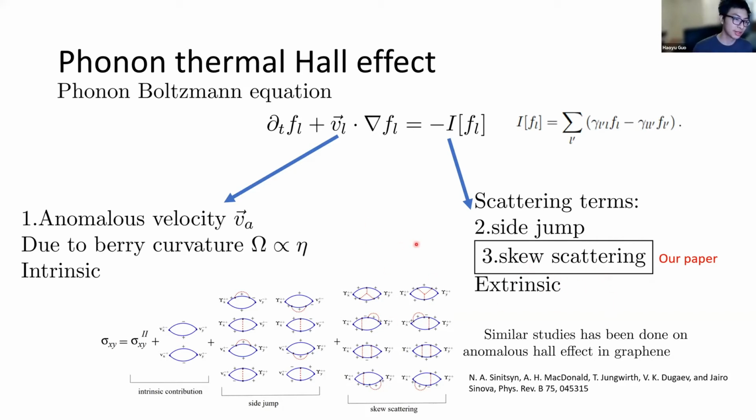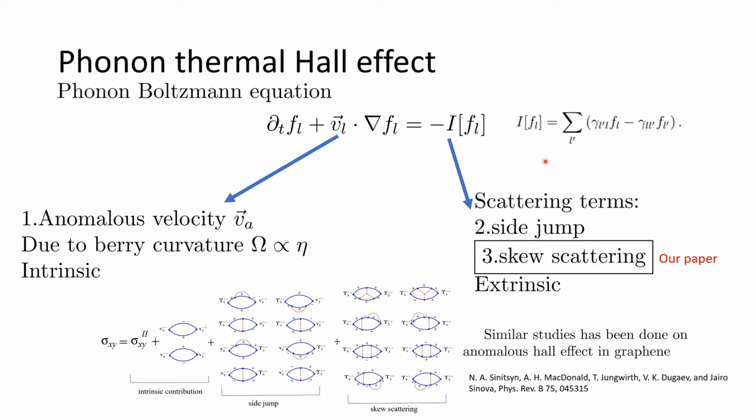I also want to mention that a similar framework has been very successful in studying the anomalous Hall effect in graphene, which is done in this paper here. What they did is compare two different techniques: one from the Boltzmann equation, and the second looking at all the Feynman diagrams. They found that the results agree perfectly. So this calculation is based on the quasiparticle concept, and here we are assuming that the phonons are also still well defined quasiparticles. Our expectation is that since this mapping worked for electrons, it should also work for phonons. So we will just go with the simple approach, which is the Boltzmann equation.